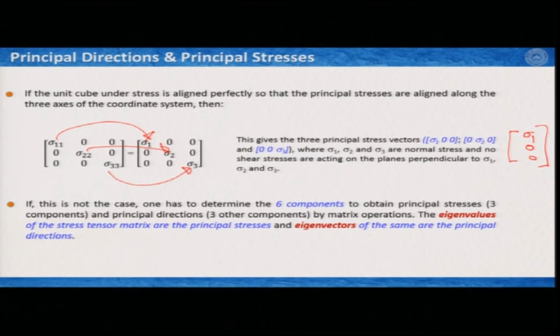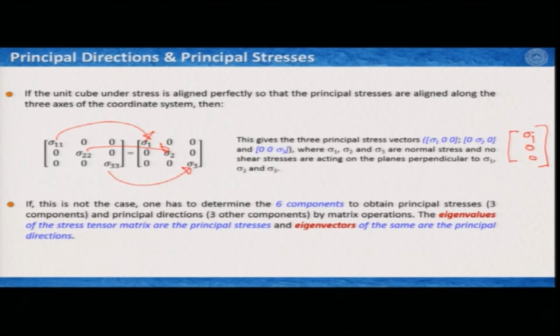So, 3 stress vectors working on 3 different planes, where sigma 1, sigma 2 and sigma 3 are normal stresses, and along these directions there is no shear stress acting on the planes perpendicular to sigma 1, sigma 2 and sigma 3. Now, if this unit cube that we are considering is not aligned, that means the edges of the unit cube are not aligned to the coordinate system, then we cannot simply replace sigma 11 by sigma 1 and so on. We have to calculate what sigma 1, sigma 2 and sigma 3 would be first to get the principal stresses, and then we have to get the principal directions. That means first the magnitudes and then the directions.